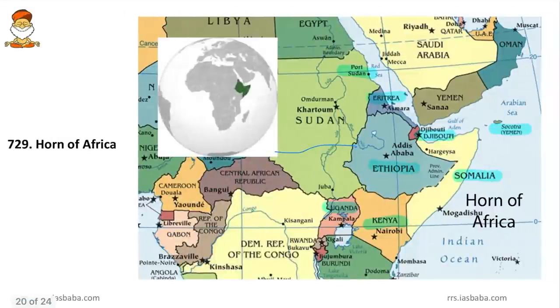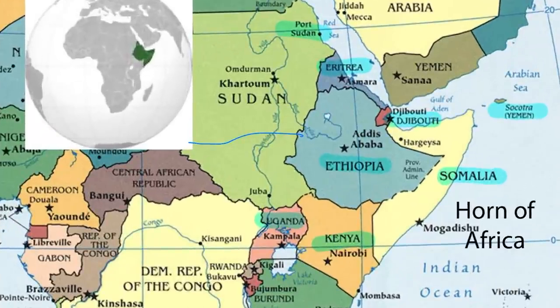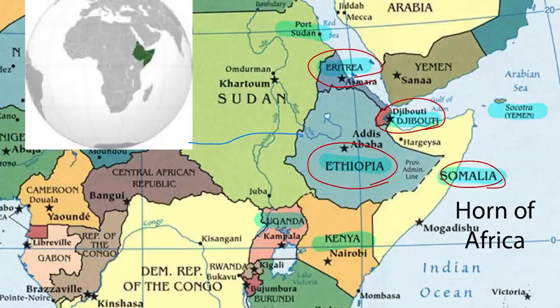Then come to next, the Horn of Africa. Friends, the Horn of Africa is the easternmost part of Africa, and some of the nations here are Somalia, then a small nation called Djibouti, and then another nation to the north, Eritrea. And friends, embedded by all these nations, we have Ethiopia here. Ethiopia is a landlocked nation, and that fact we will remember. Then to the south of Ethiopia we have Kenya, and to the west of Kenya, we have Uganda. Uganda is also a landlocked nation, and that fact we will remember.